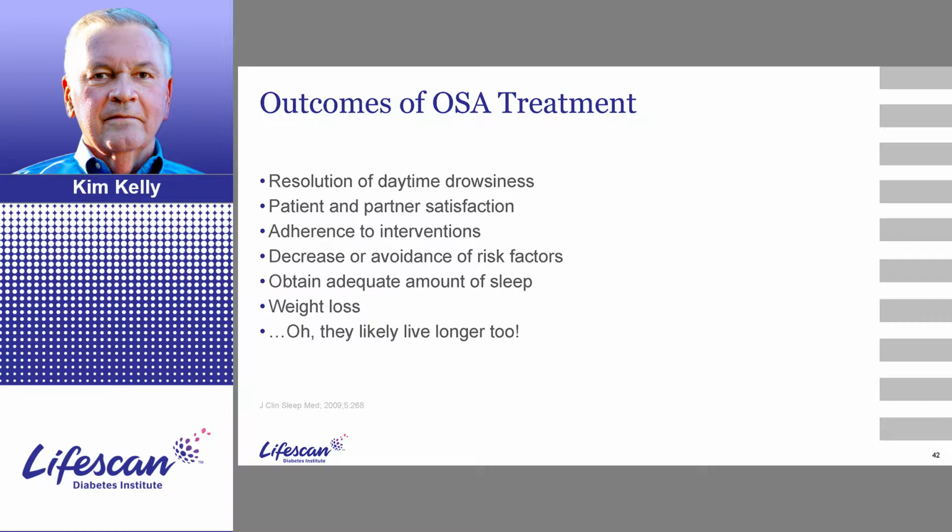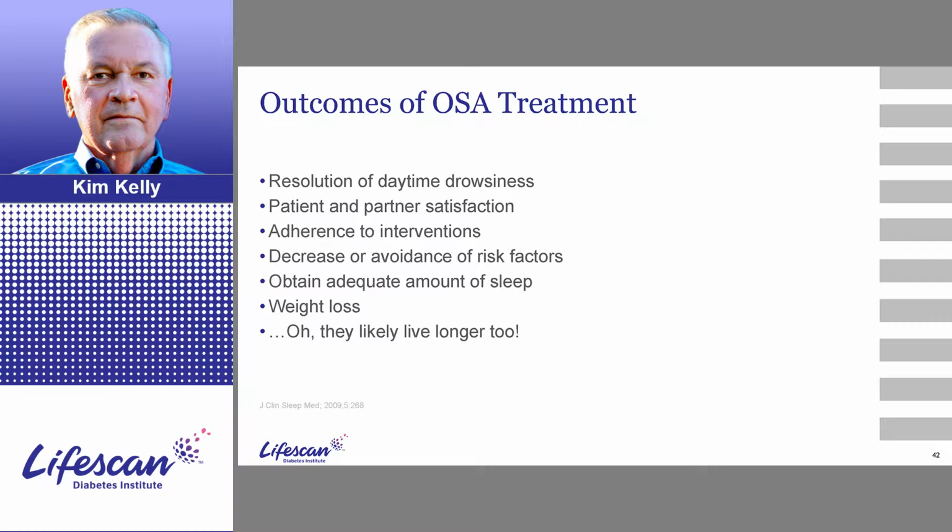I'll make the guess of around 10. Let's say you see 10 patients next week who have type 2 diabetes. Nearly all will have obesity, and about 6 or 7 of them will have obstructive sleep apnea. My question to you is, which ones? Do you know?